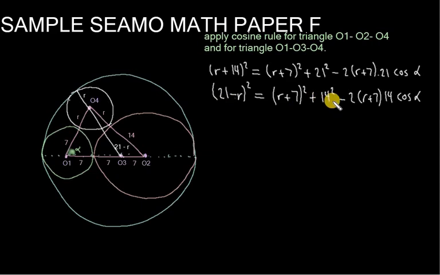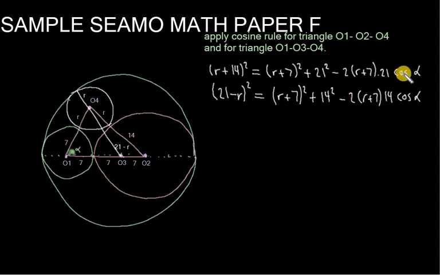The second equation is the cosine rule for triangle O1, O3, and O4, which is 21 minus R squared is equal to R plus 7 squared plus 14 squared minus 2 times R plus 7 times 14 times cosine alpha. Now we see that in these two equations we have two unknowns, R and alpha. Because we want to find out R, we have to eliminate alpha.